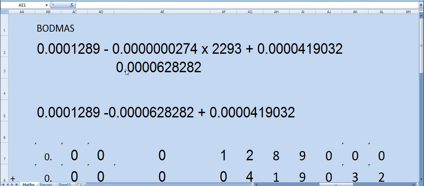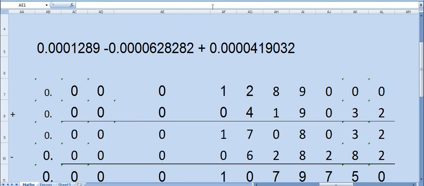For this, see the answer: 2293 into 274 is 628282, and we have 10 digits after the point. So count 10 from here. So 6 and then 4 zeros. So now instead of this multiplication we'll have this number over here. So our new expression is this number minus this plus this.